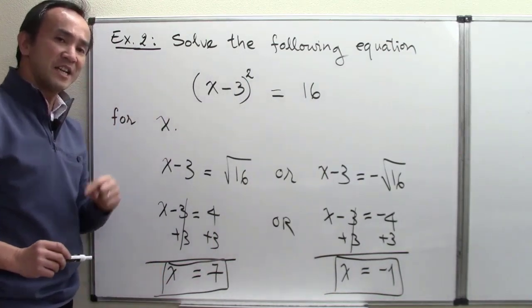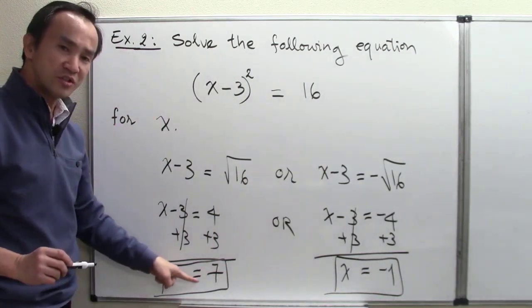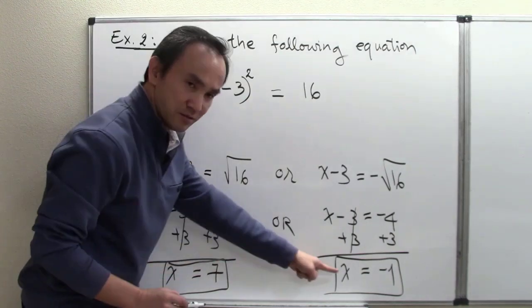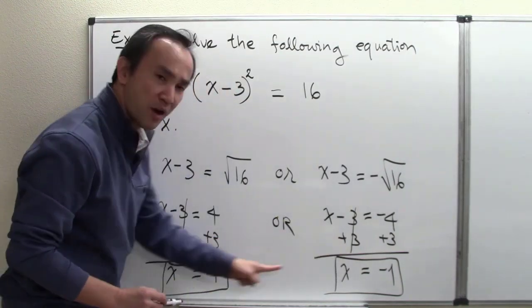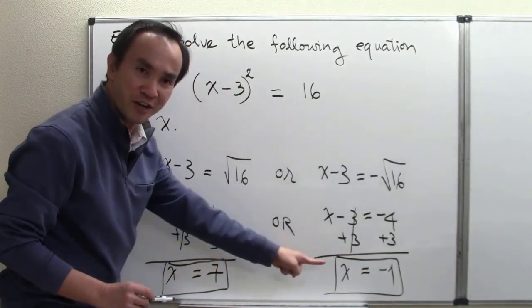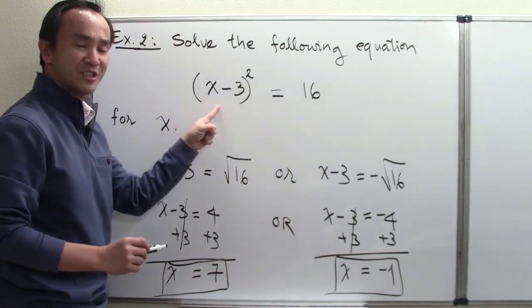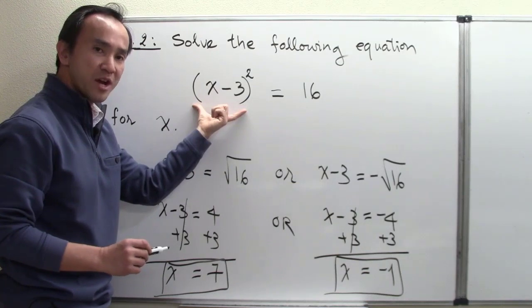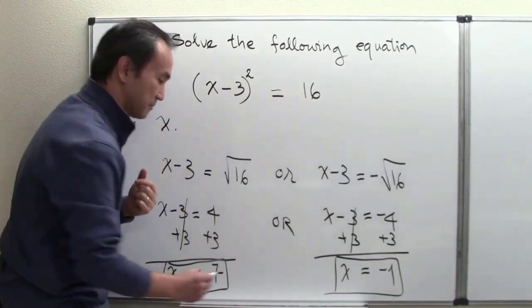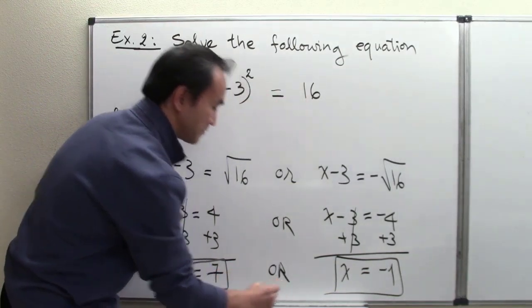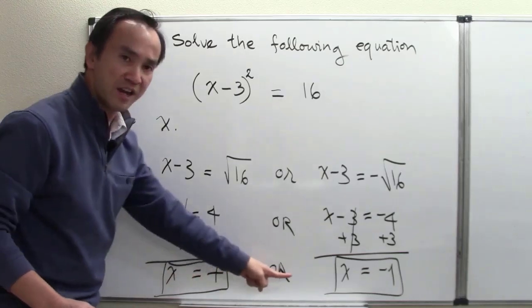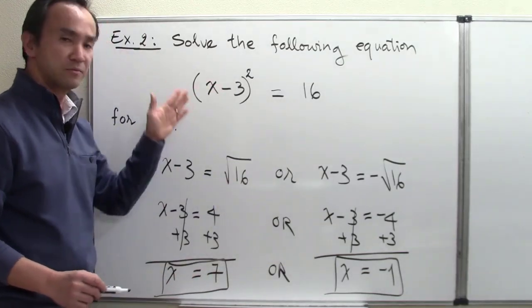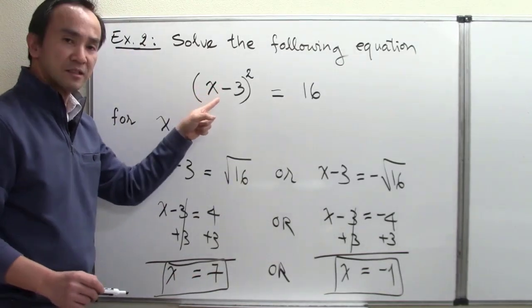So what it says now is that if x equals 7 or x equals negative 1, either one of these two values for the unknown will lead to x minus 3 being squared equal to 16. And that's how we have solved this equation. The method we used here is the square root property.